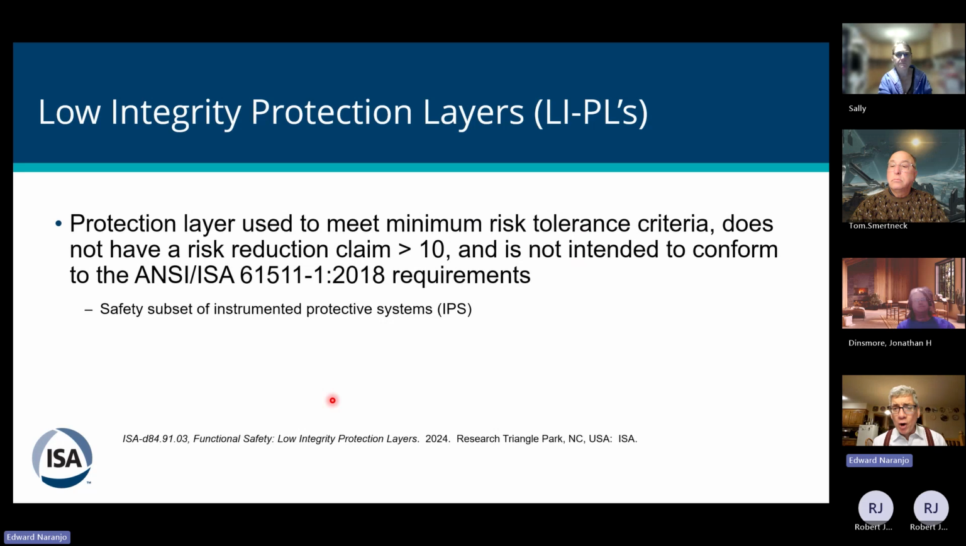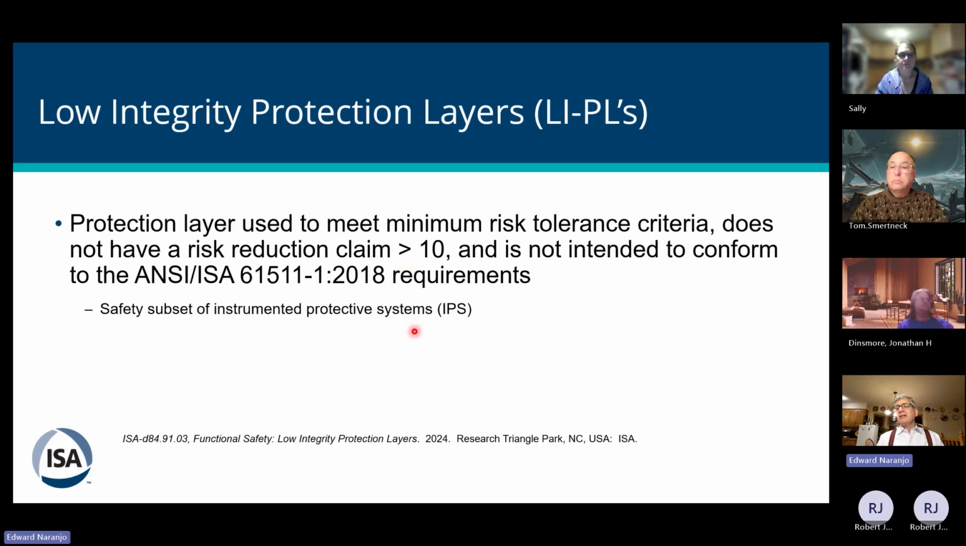Well, no more. ISA has closed the loophole. It has defined what is now known as low integrity protection layers, or LIPLs. People just pronounce that LIPL. If you have heard the term LIPL, this is what it means. It's a low integrity protection layer. So you may wonder what it is. So I'm going to give you the formal definition under the standard. It is a protection layer used to meet minimum risk tolerance criteria that does not have a risk reduction claim of greater than 10.